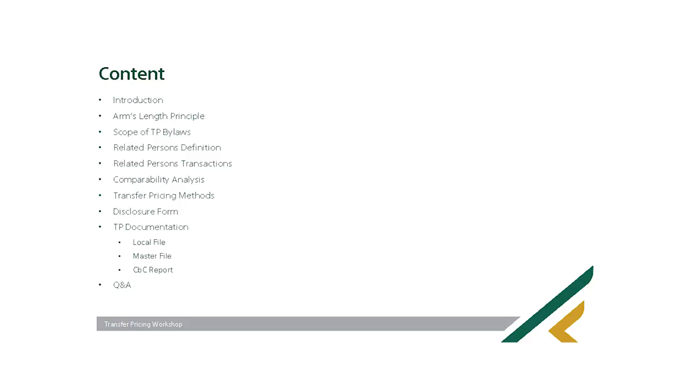And then we will talk about the methods, and last we will talk about the transfer pricing requirements, which are the disclosure form along with the documentation, which is the local file, master file, and CBC report, which is the country by country report, and how to comply with these newly issued requirements.